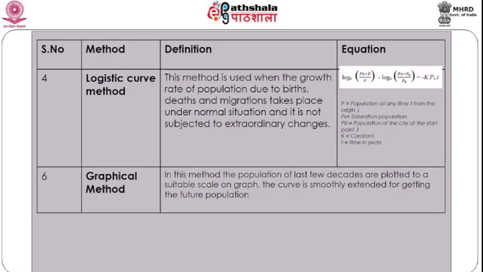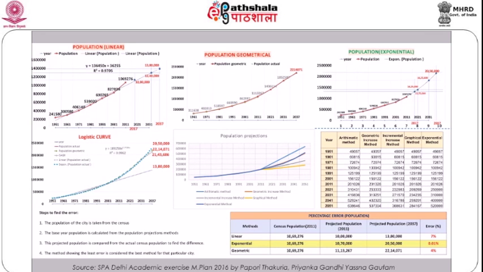Another way of population projection is through plotting population onto a graph, and these methods are the logistic curve method and the graphical method. As you can see from these calculations, the population estimates vary through the usage of these various methods. Through the arithmetic progression, the population estimates are much lower, for the geometric it's a little bit higher, and for the exponential it is substantially high.